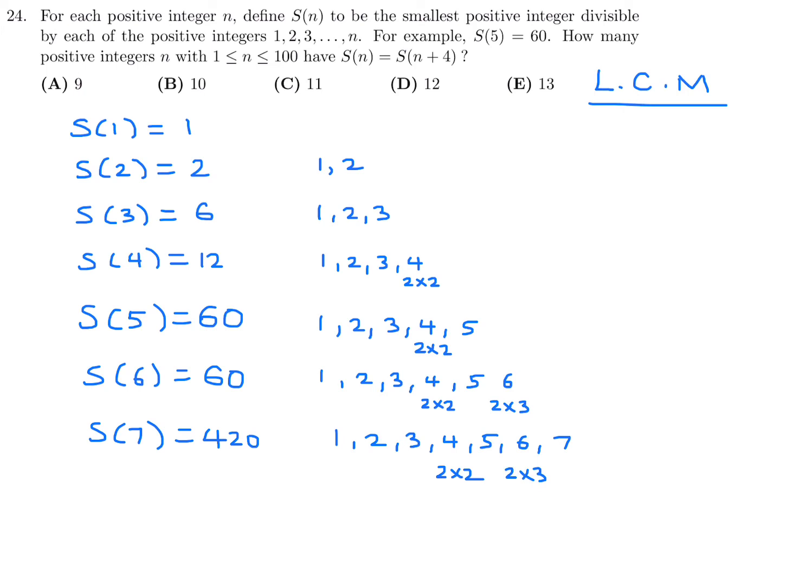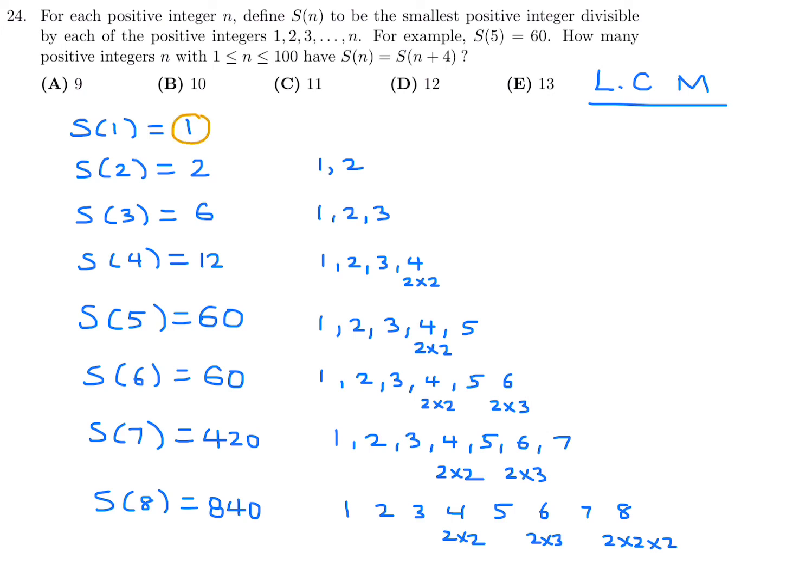So if you keep at this, I'll just do one more, s at 8. That's 1, 2, 3, 4, 5, 6, 7, and 8. This is 2 times 2, this is 2 times 3, and this is 2 times 2 times 2. You now will get 840. So I hope you can clearly see that the LCM changes whenever we introduce a new prime factor. So for example, I really want to hammer this home here, otherwise the question won't make sense.